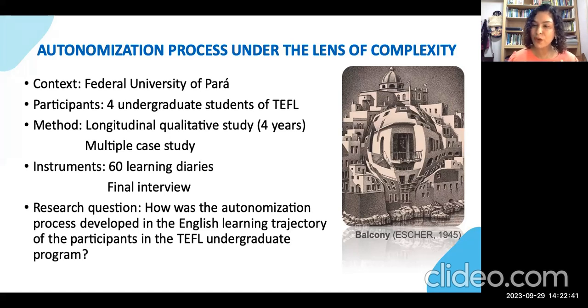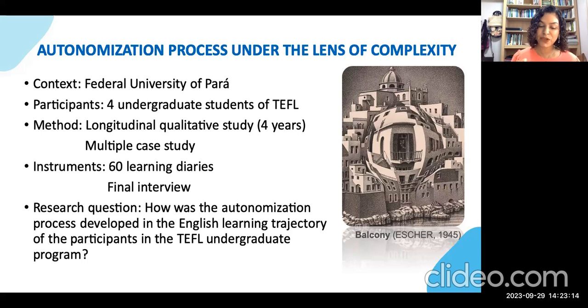In this image called Balcony from Escher, I try to illustrate complexity research. Despite the focus of my research being autonomy, represented by the central magnified image, the influence of other surrounding elements such as the context, the light, the wind, also needs to be taken into account. And they also influence the investigated phenomenon. Therefore, I try to observe the influence of the context and other elements of the system and how they impacted learners' autonomy in this research.